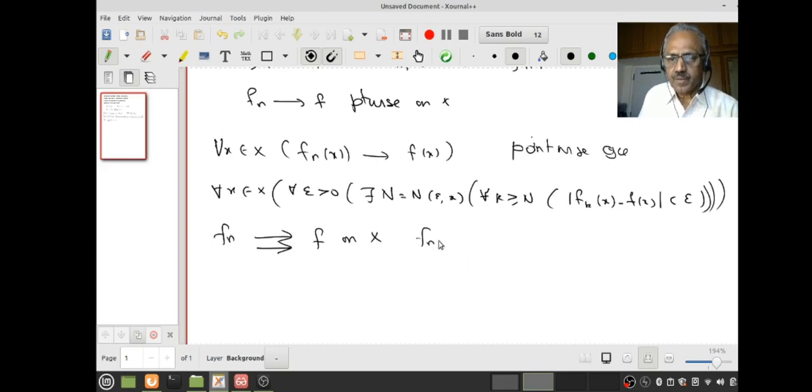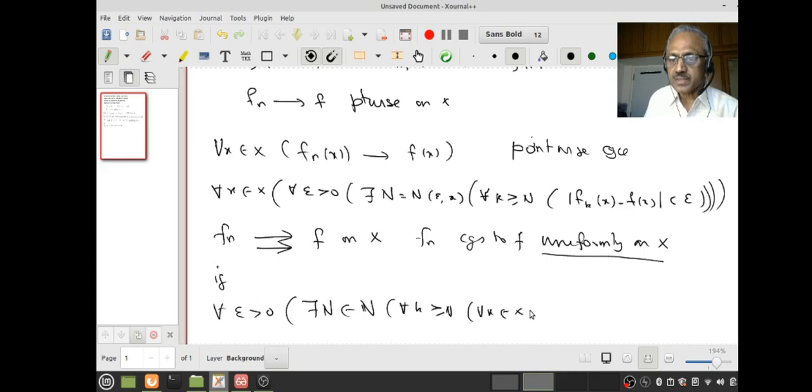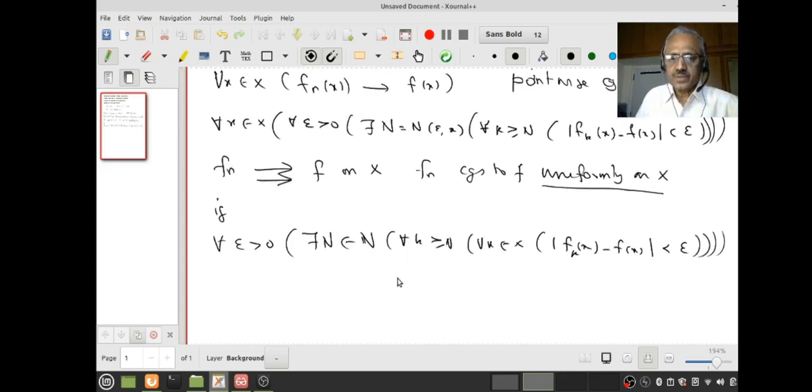We say f_n converges to f uniformly on X if for every epsilon greater than 0 there exists a capital N, a natural number, so that for every k greater than or equal to N and for every x in capital X, mod f_k(x) minus f(x) should be less than epsilon. Do you see that? First, let us go slow.